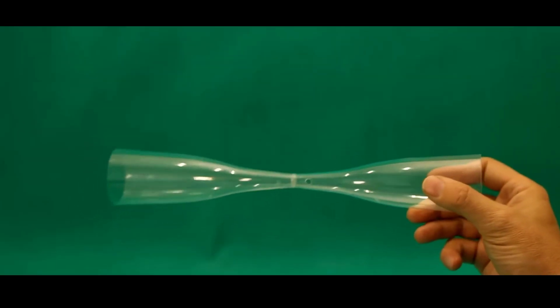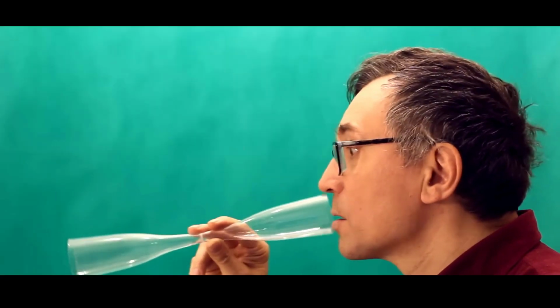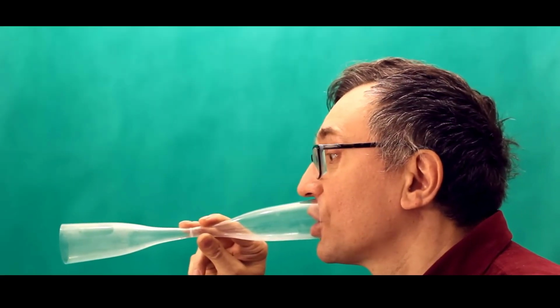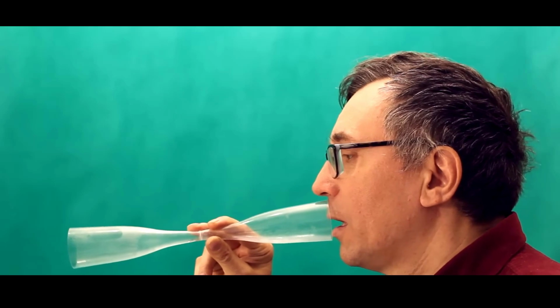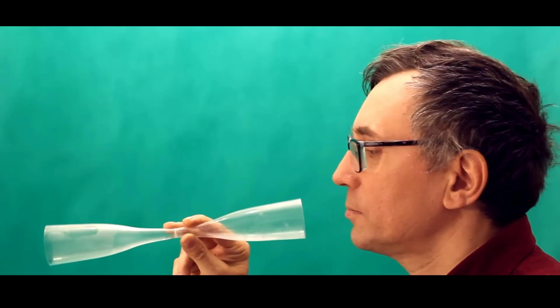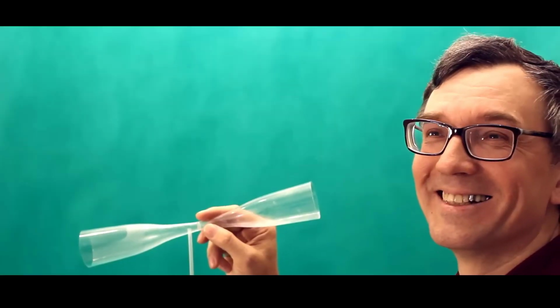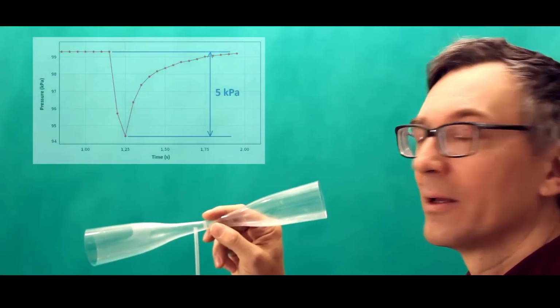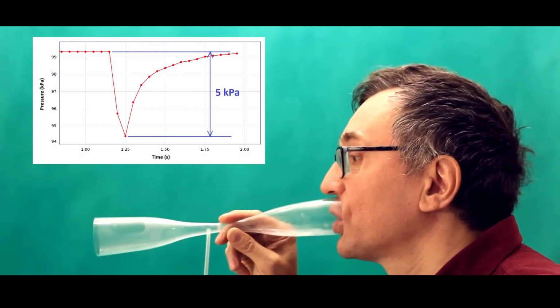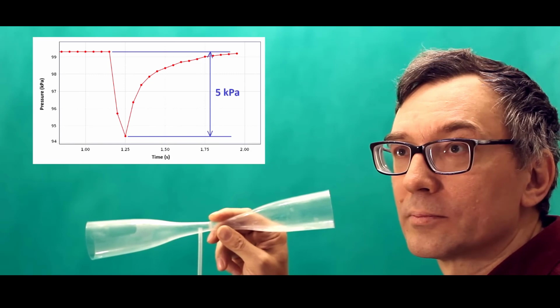We made this narrow neck pipe from two plastic glasses. When we blow it, the air pressure at the exit will be equal to the atmospheric one. This means that inside the narrow neck it will be lower than the atmospheric one. To check this, let us insert a tube into the wall of the neck, connecting it to a pressure sensor. When we blow the pipe, the sensor shows the decrease in pressure by 5 kilopascal, which is 50 centimeters of water column.